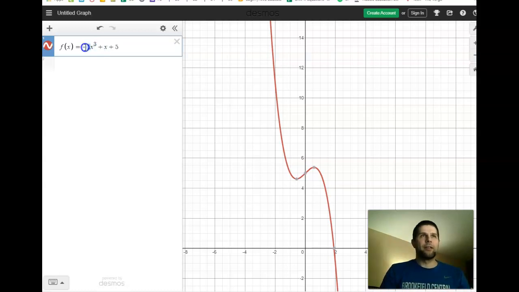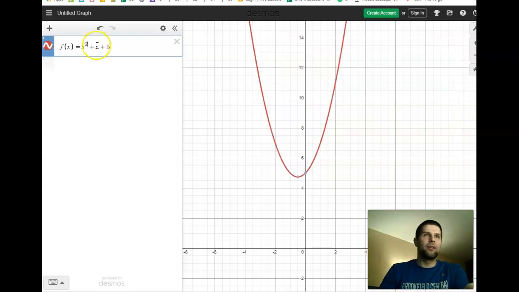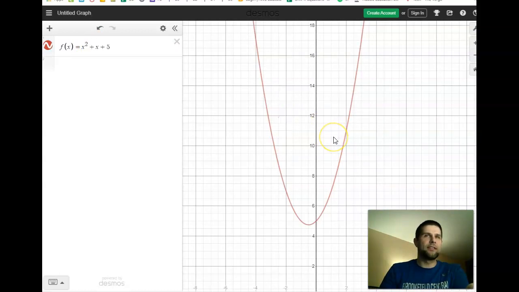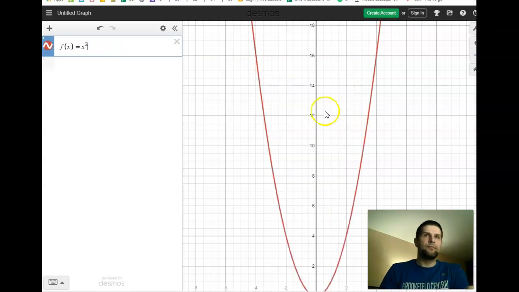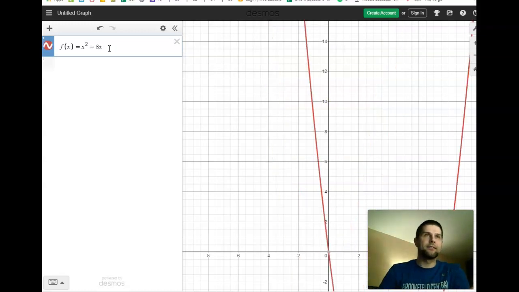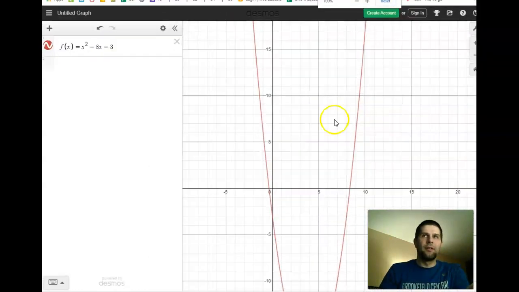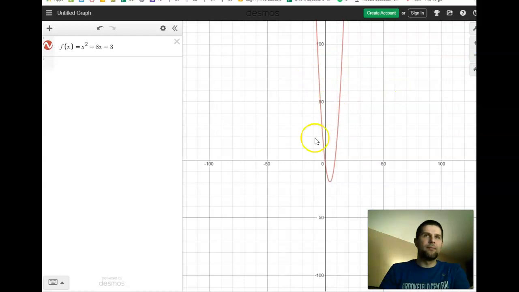So again, we can do the same type of thing. If I have x squared here, no matter what I put over here, the end behavior is still going to stay the same thing. It's going up and to the right and up and to the left. No matter if I have this, or if I take some stuff off, or I go minus 8x, minus 3. Okay, maybe got to zoom out a little bit here, but it's still the same end behavior, going up to the right, up to the left.